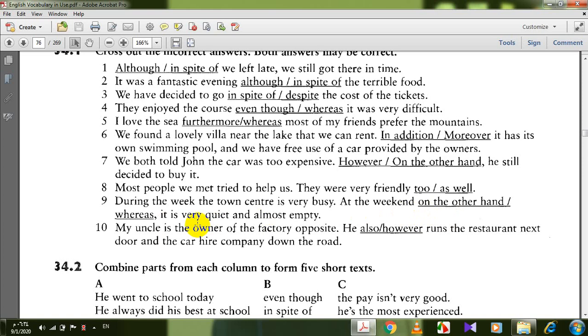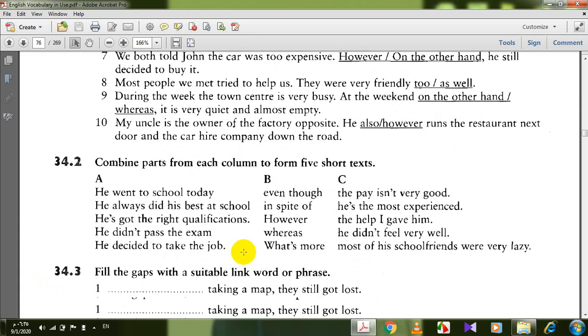Number 10. My uncle is the owner of the factory opposite. He also runs the restaurant next door and the car hire company down the road. The answer is: he also runs the restaurant next door and the car hire company down the road. So this is done.